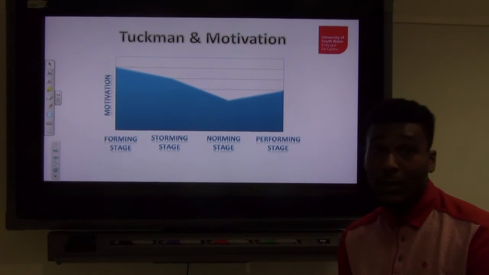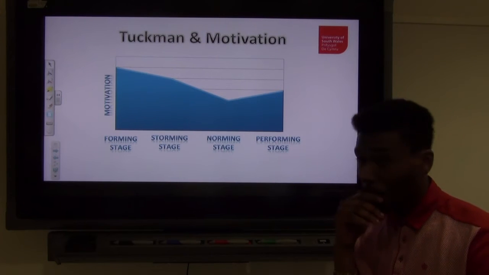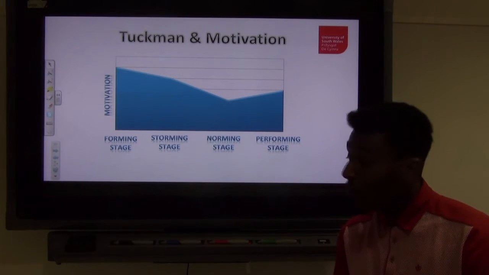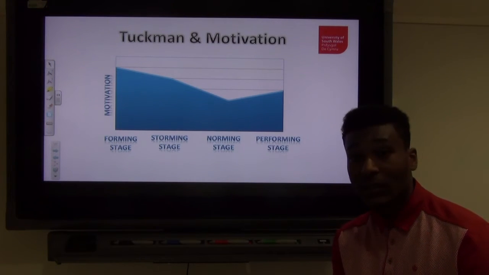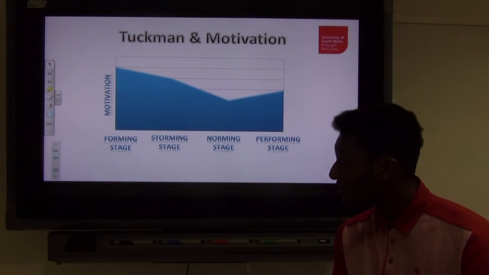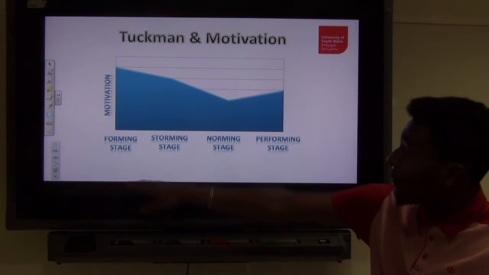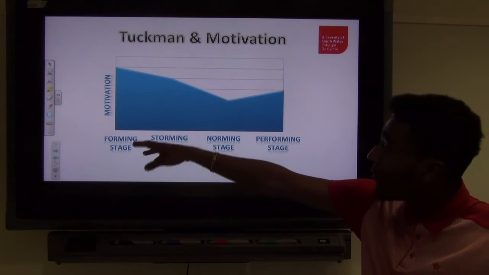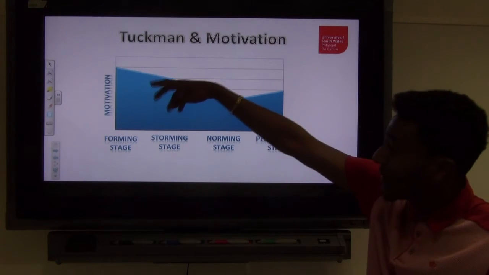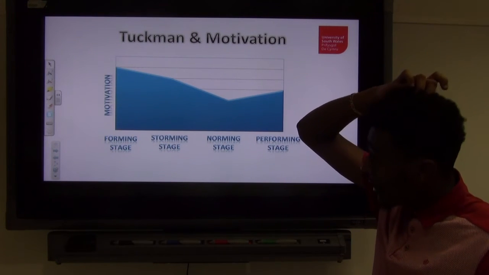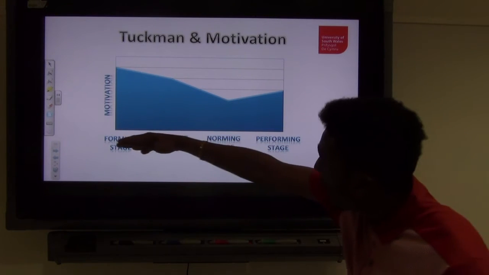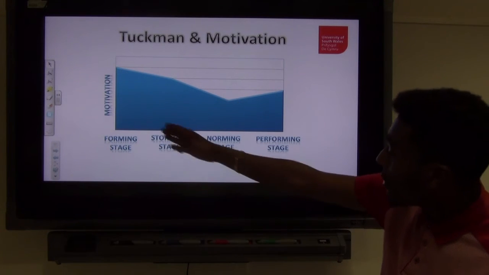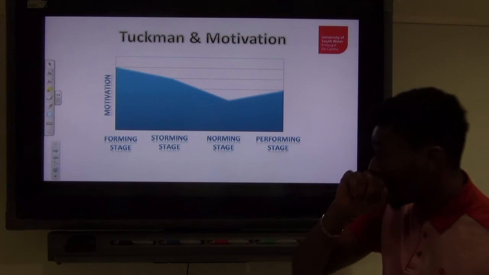I'm now going to look at Tuckman and motivation. The level of motivation among us as a team fluctuated during various stages of the team development. As you can see in the forming stage, the level of motivation, which is on the y-axis, is really high. As you can see, the Tuckman stages have been listed below: the forming stage, the storming stage, the norming stage, and the performing stage.